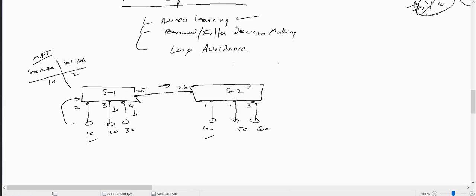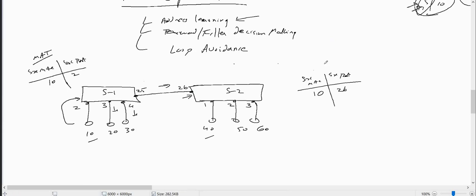Once switch 2 receives the frame, it also goes through the process of address learning. Any frame that comes, I'm going to learn the source MAC address and the source port number, which in this case is 10 for the source MAC, and the port number is 26. I don't care where it is connected to switch 1. I don't even care from which port of switch 1 I'm receiving it. What matters to me is how I am receiving it. I am receiving it on port 26, and that's my outgoing port. That's how I learn the source MAC address and the corresponding port number.